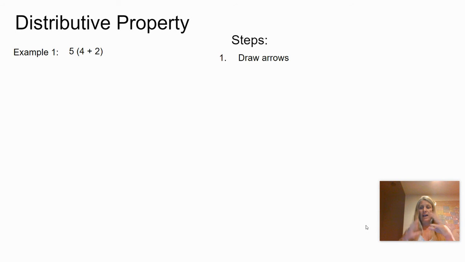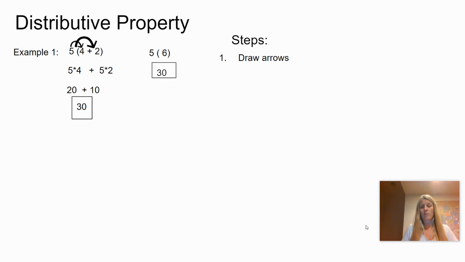So this is like having 5 bags of 4 plus 2. So we're going to do 5 times 4 and 5 times 2. So 5 times 4 plus 5 times 2. 5 times 4 is 20. 5 times 2 is 10. 20 plus 10 is 30. And we know this works because we can also solve this problem using order of operations. 4 plus 2 is 6. We do our parentheses first, and then we multiply, which is 5 times 6, which is 30.